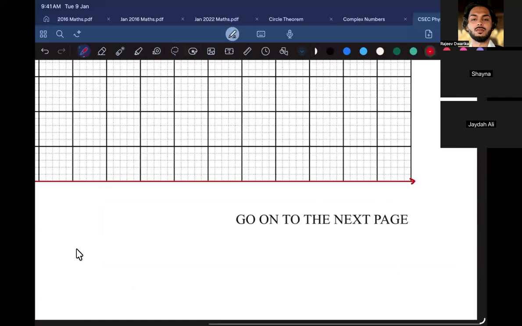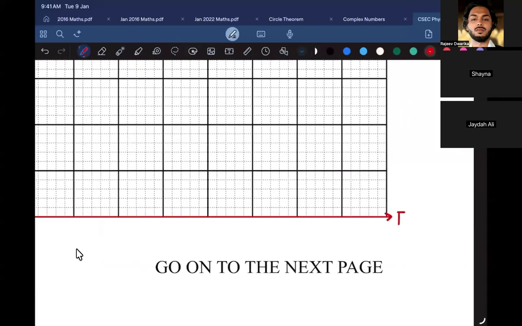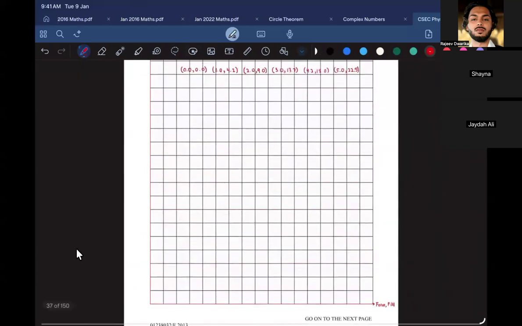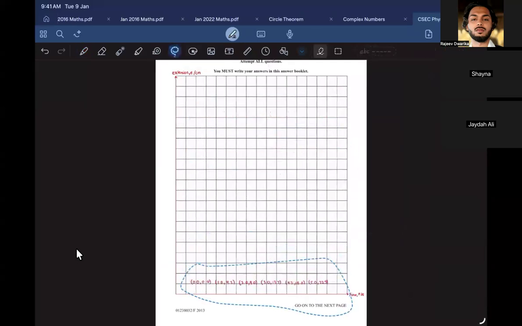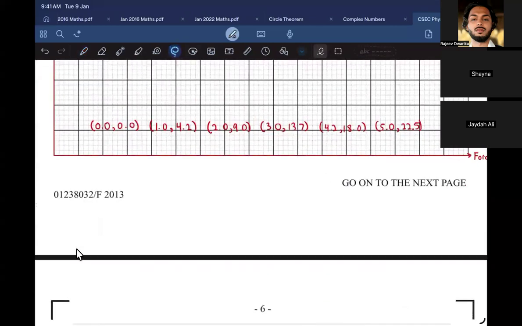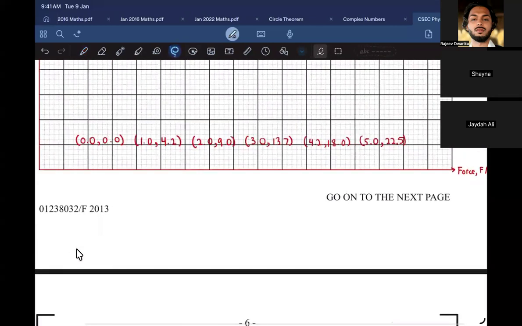And this would be force. Now, force F is measured in newtons. So let me know if you're okay with how I labeled the axes. Yes. Right? So now we need to come up with an appropriate scale. So from the coordinates, I want you to tell me the smallest value for force and the biggest value for force.